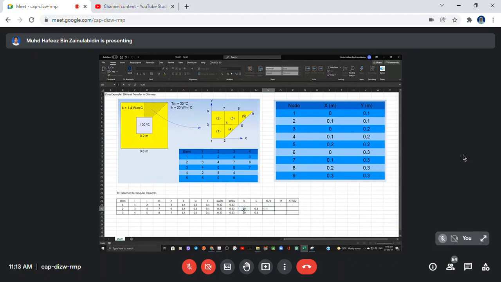So now H times L divided by 6, TF, 30 degrees Celsius, and H times TF times L divided by 2, 30 as well. Okay, then that's the table.